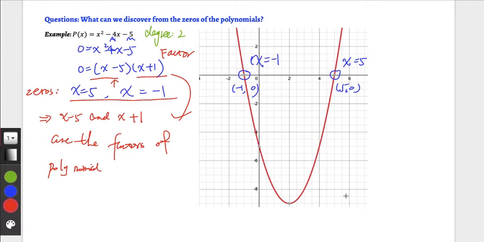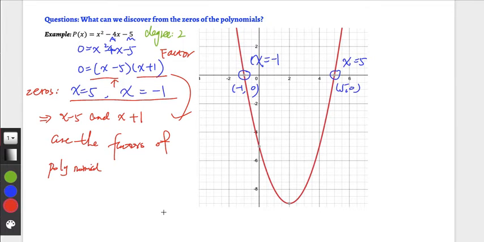Welcome back, everyone. This is our second part of the video talking about zeros of polynomials. As I mentioned in the previous video, we can use the zeros on the graph to predict the factors of the polynomial. So one more thing I just want to remind you.